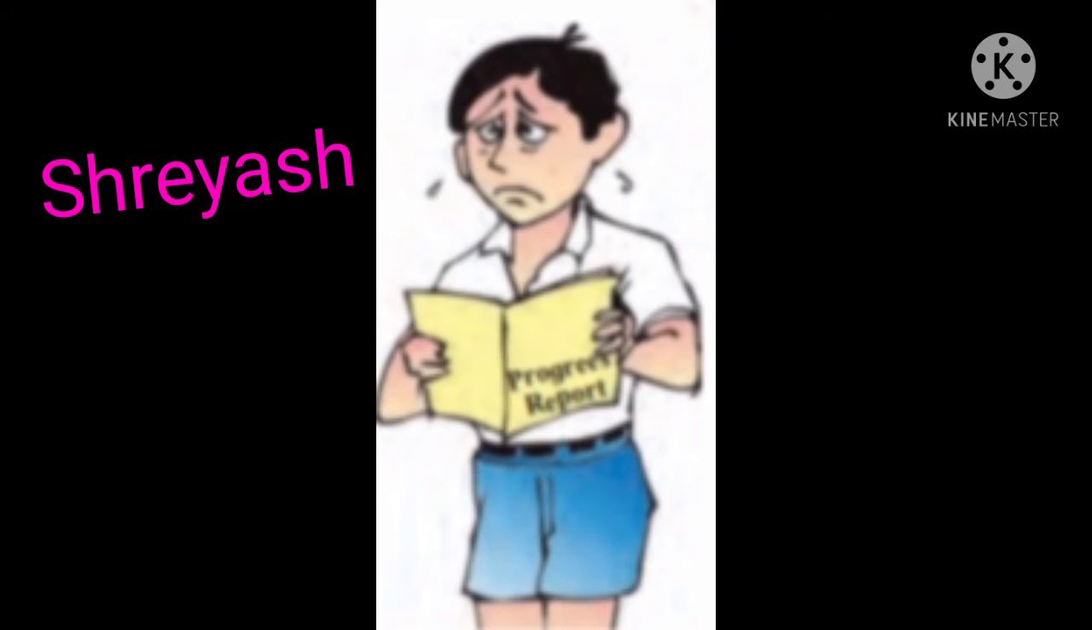Because after seeing his progress report card, he has not fulfilled his expectations or the expectations of his parents or his family members. He is now tensed about how to face them, because whatever promises he might have made before the exam, he must not have fulfilled them, and that is why he is lacking behind somewhere. We can see the expression of tension on his face.